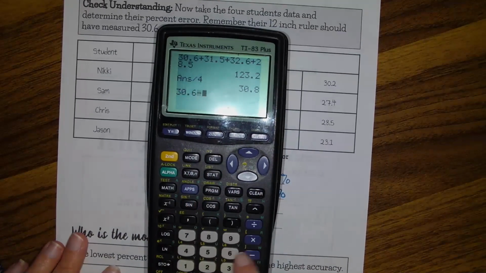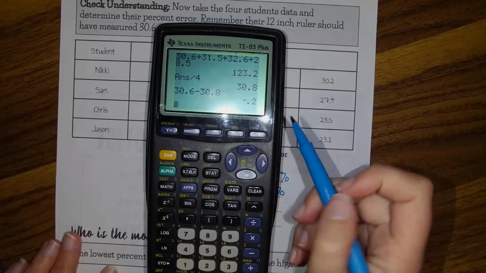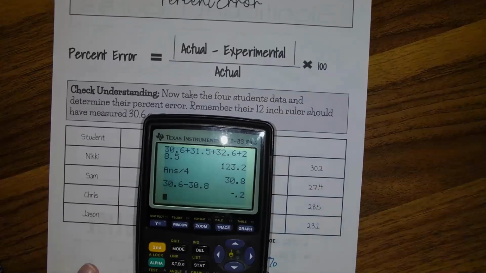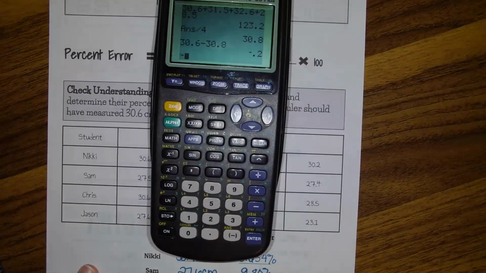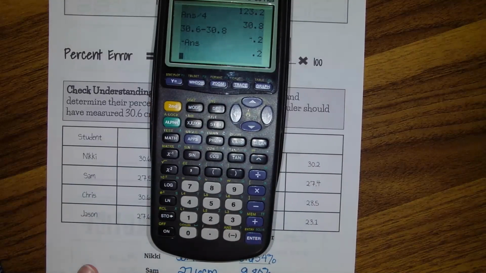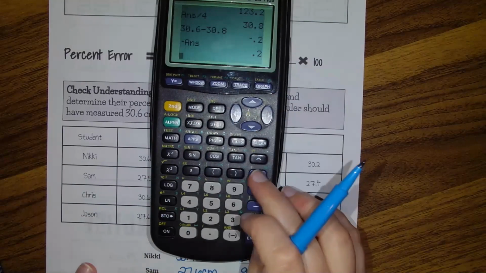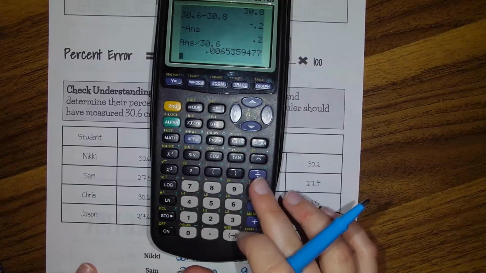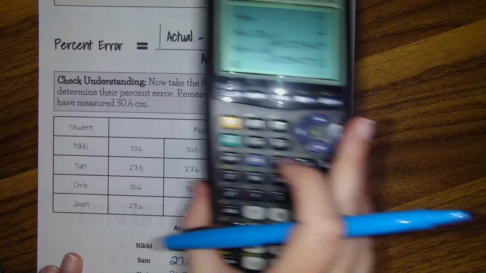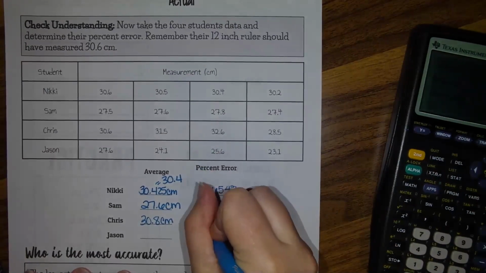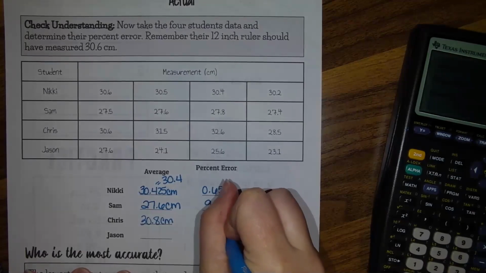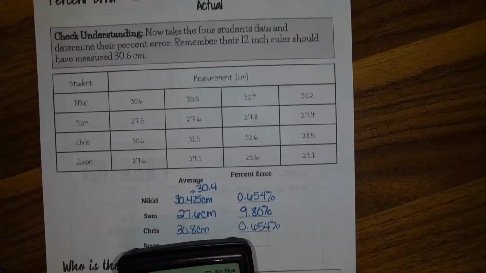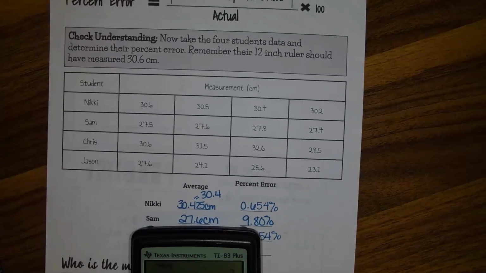So we're going to take 30.6 minus 30.8. Look, we get a negative, but remember, what are we using? Absolute value. So we're going to negate that answer. So we should get 0.2 divided by 30.6 and then multiply that by 100. We should get the same answer that we got for Nikki, which is 0.654.